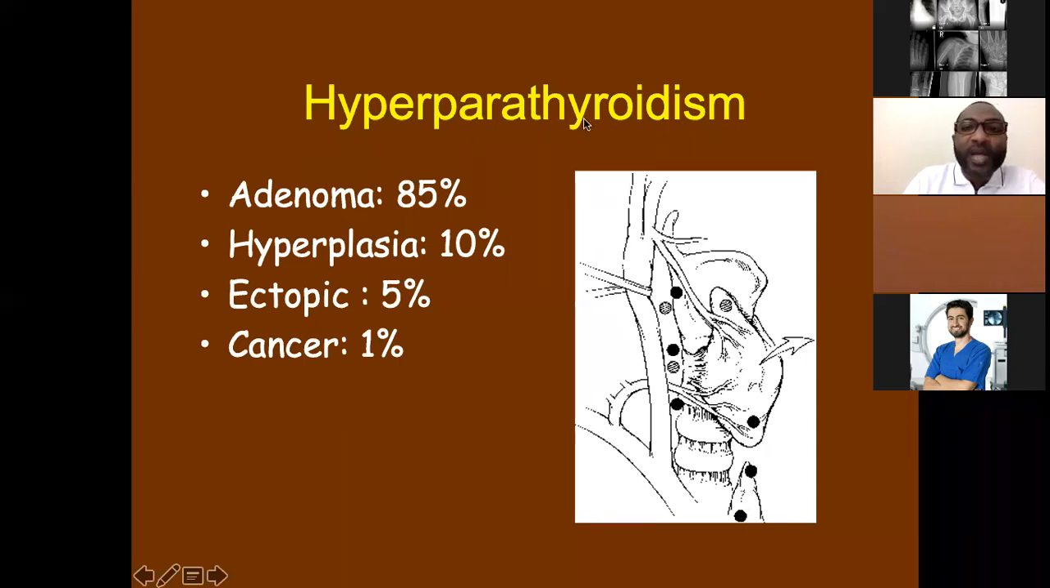But then in patients with hyperparathyroidism, it's important to know the various causes. Adenoma accounts for 75% of patients, hyperplasia 10%, ectopia 5%, and malignancy 1%. So nuclear medicine plays a very significant role in this group of patients because we can easily see an adenoma.